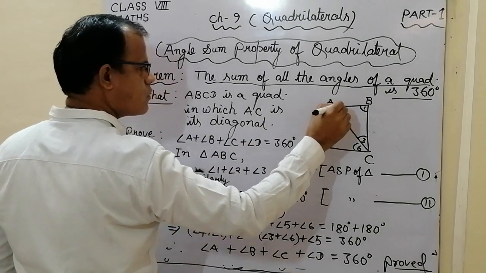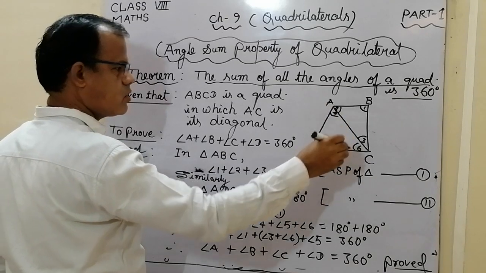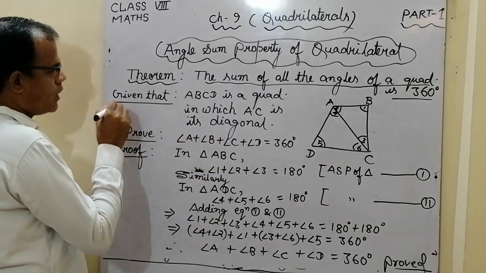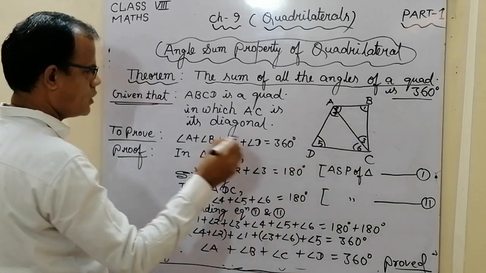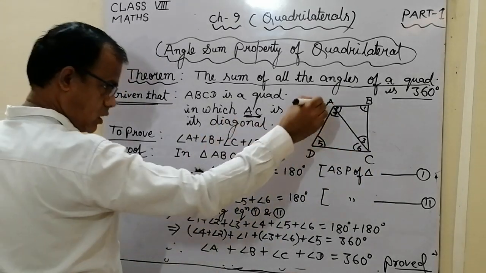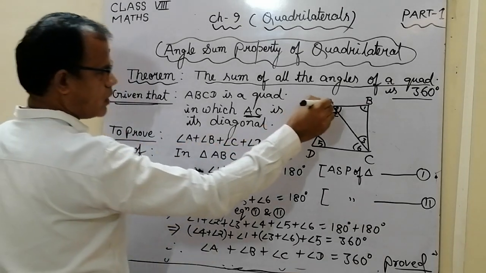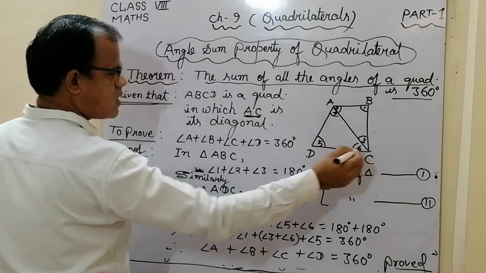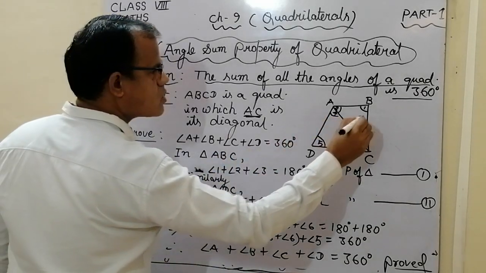So we have this figure: ABCD is a quadrilateral in which AC is its diagonal. Given that ABCD is a quadrilateral in which AC is its diagonal, we have to prove angle A plus B plus C plus D equal to 360 degrees. So first we have to take this triangle.